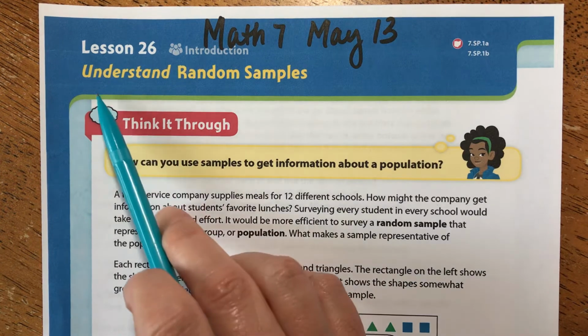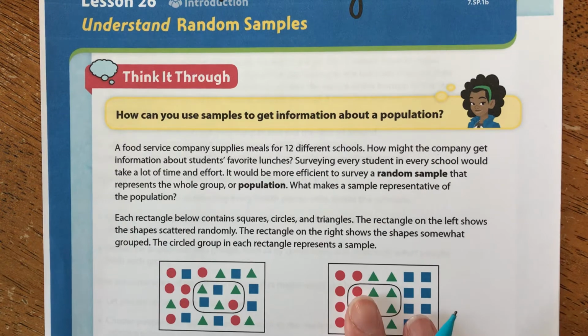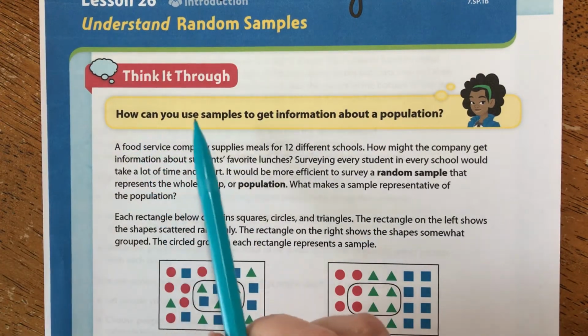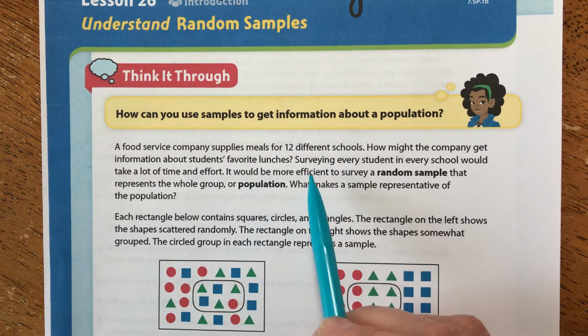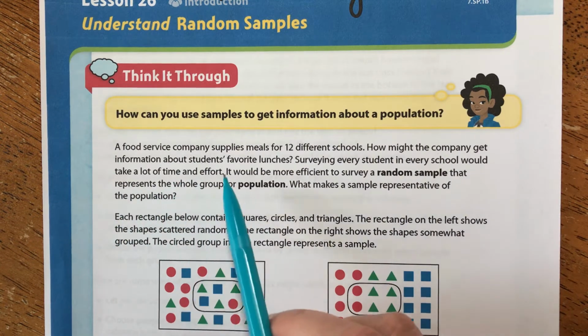So today's lesson is about understanding random samples. So what is a random sample? Read along with me. You might want to grab a highlighter. How can you use samples to get information about a population? A food service company supplies meals for 12 different schools. How might the company get information about the students' favorite lunches? Okay, so this company is providing lunches to 12 schools, and they want to know, what do the kids like best? They could survey every student in the school, but that would take a lot of time and effort.